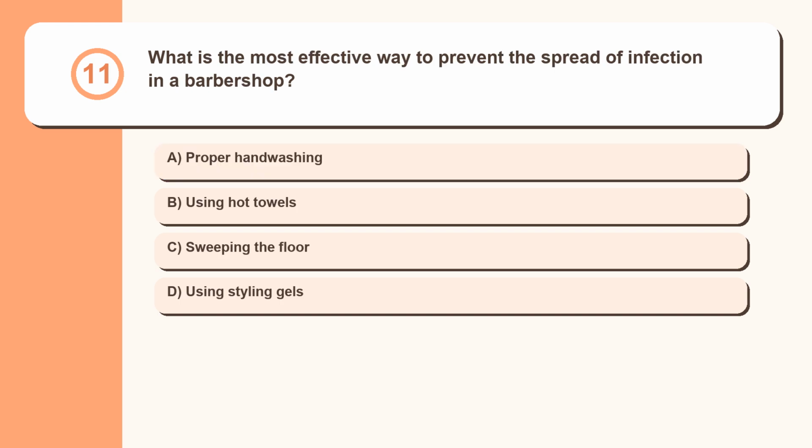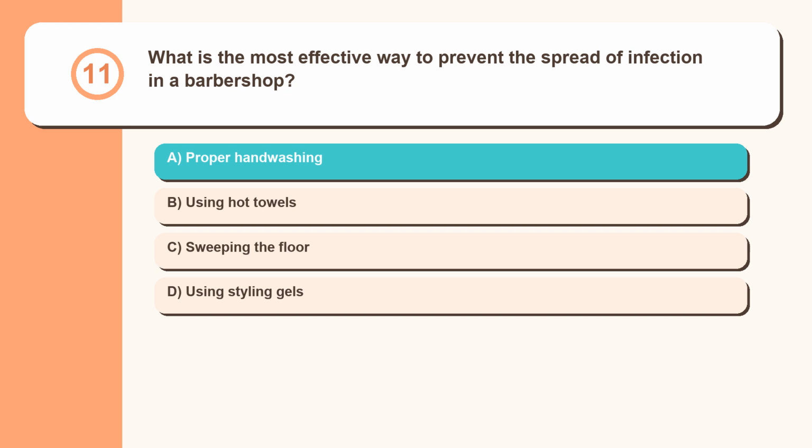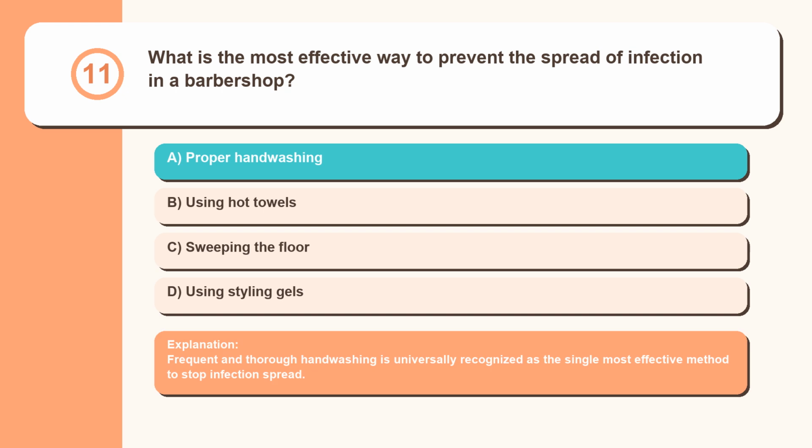Question 11. What is the most effective way to prevent the spread of infection in a barbershop? Proper hand washing, using hot towels, sweeping the floor, using styling gels. Frequent and thorough hand washing is universally recognized as the single most effective method to stop infection spread.